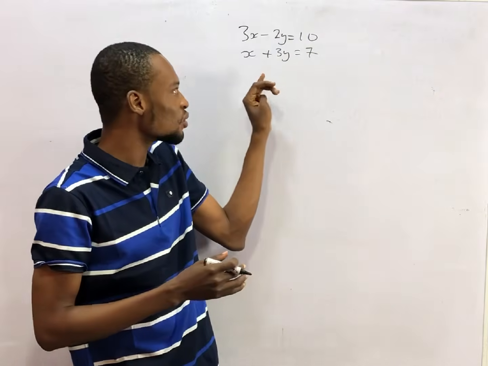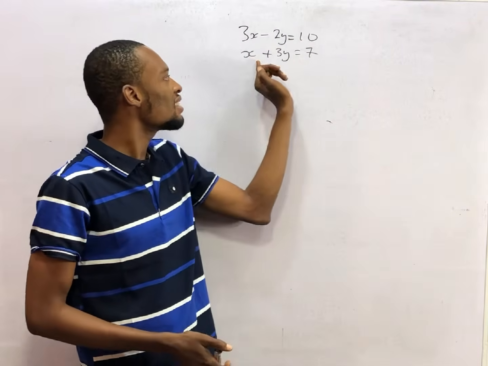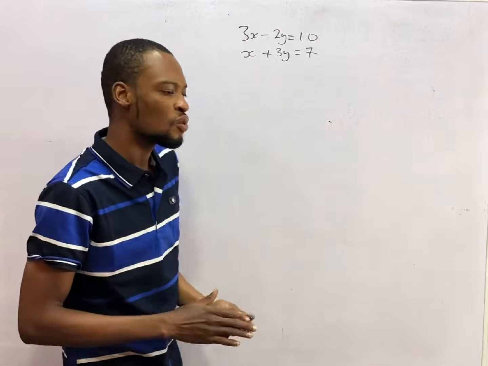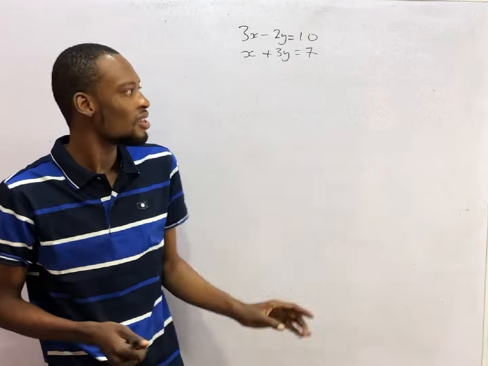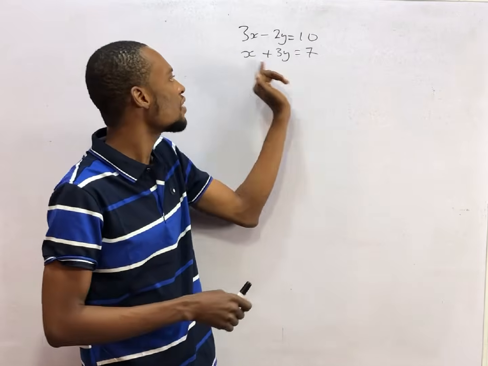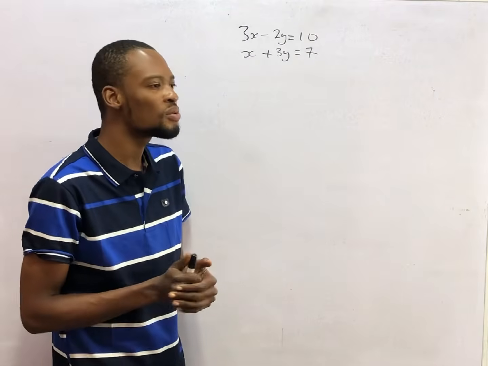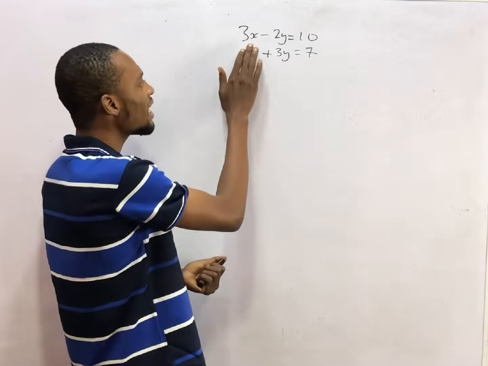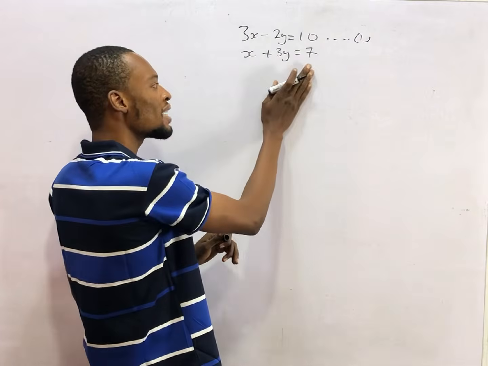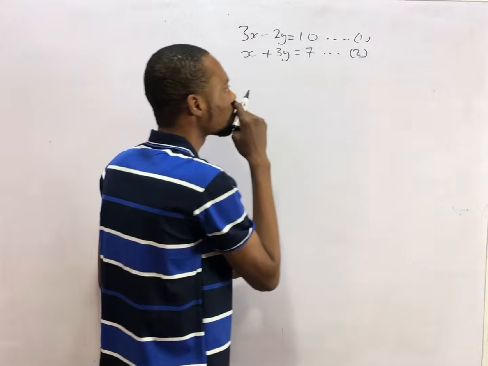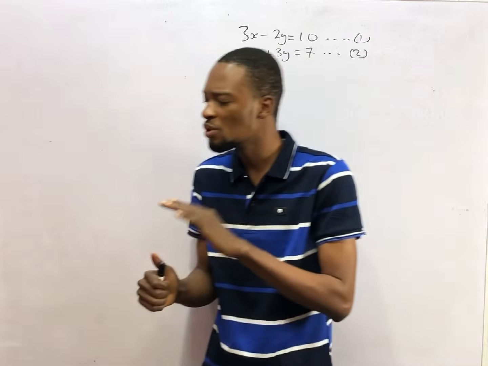We are asked to solve these equations. The first one is 3s minus 2y equals 10, then s plus 3y equals 7. We are to solve them together. This is referred to as simultaneous equations. We have two variables, s and y. The first thing you do is number the equations. Call 3s minus 2y equals 10 equation 1, and s plus 3y equals 7 equation 2.